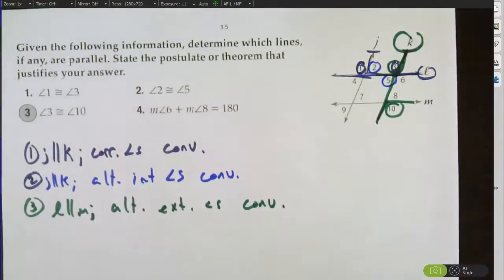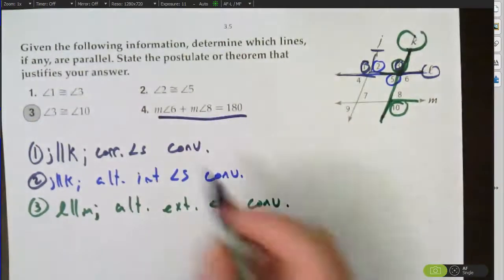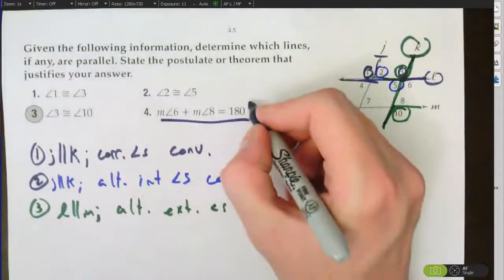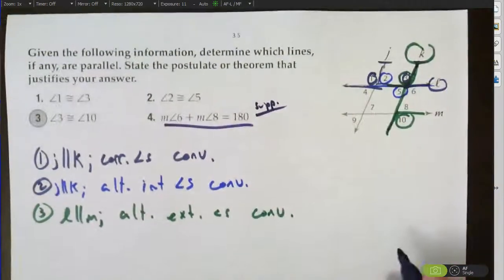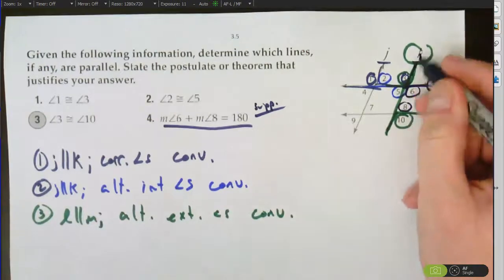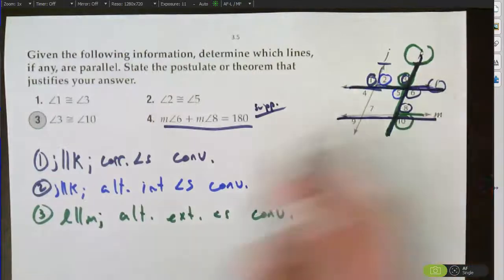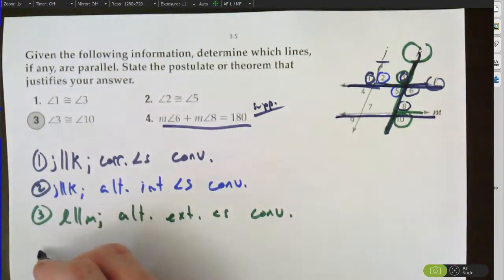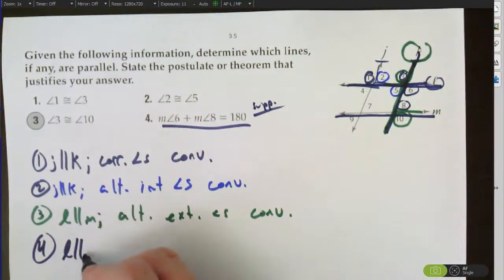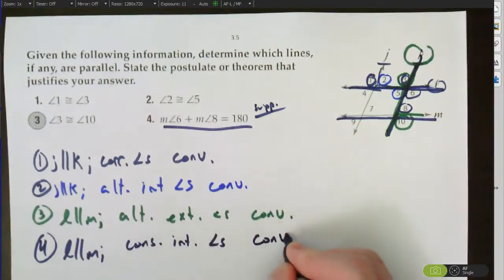And then last but not least, number 4. Number 4, angles 6 and 8 are supplementary. It doesn't say that, but that's what we're saying. Since they add to 180, that means they're supplementary, which should give it away, but let's just justify it. Yeah, 8 and 6, they both meet on line K. Okay. So L and M are the parallel lines we're looking at. And they're consecutive interior angles, so it's the consecutive interior angles converse.